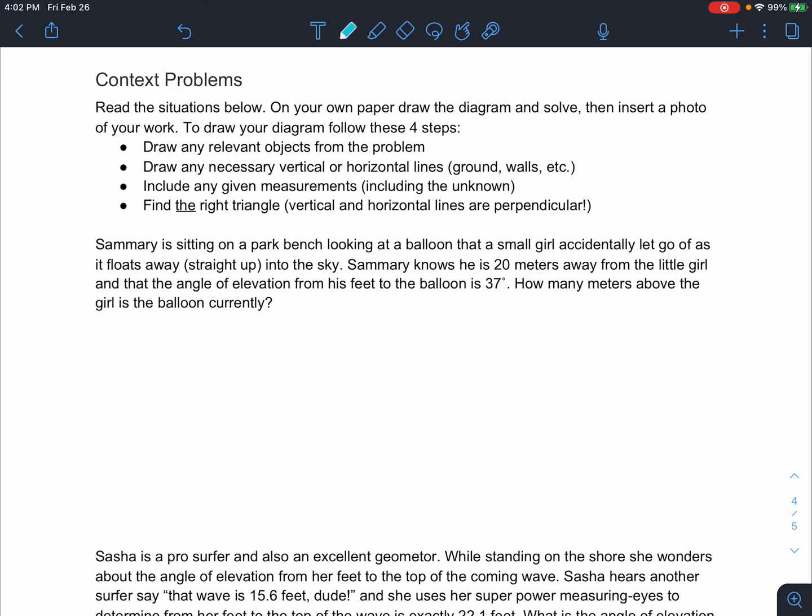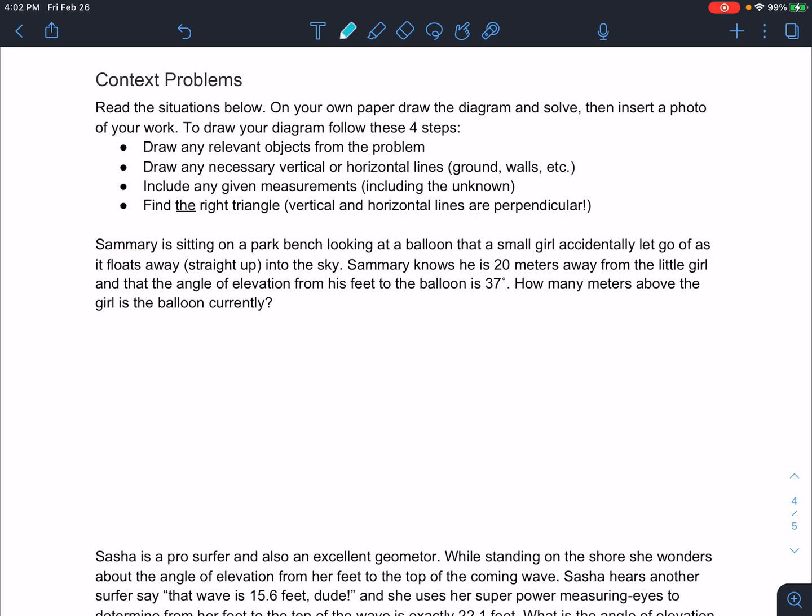All right, up next we got context problems. So I left you all my hints of what I would like you to do when you are drawing out the diagrams for your context problems. And so I want to go through those 4 steps right now on this first context problem about Samory.